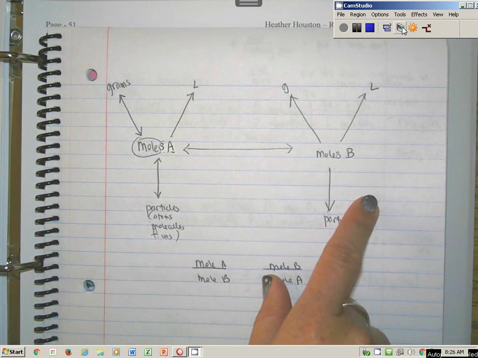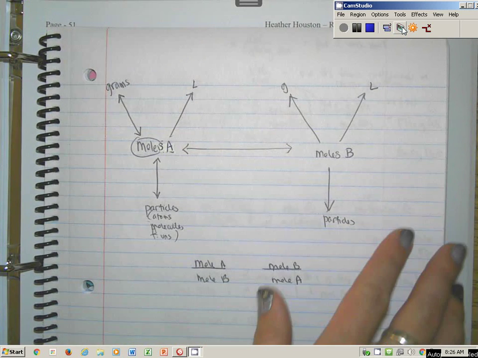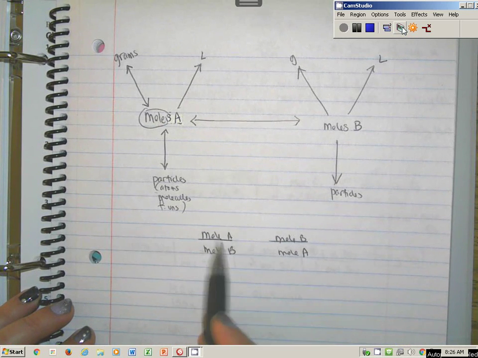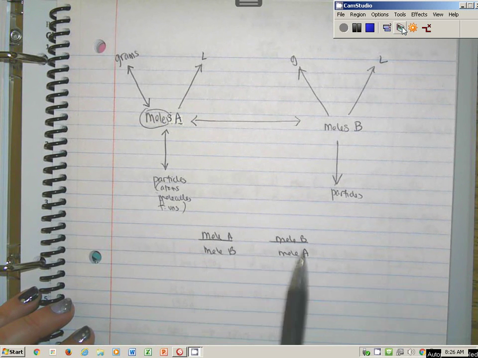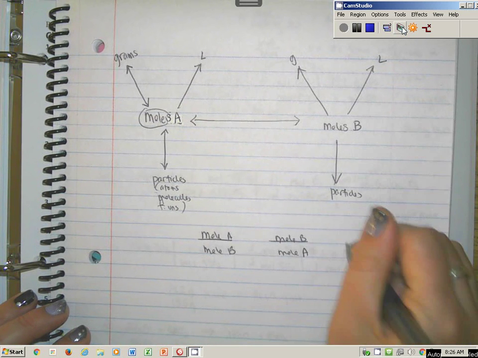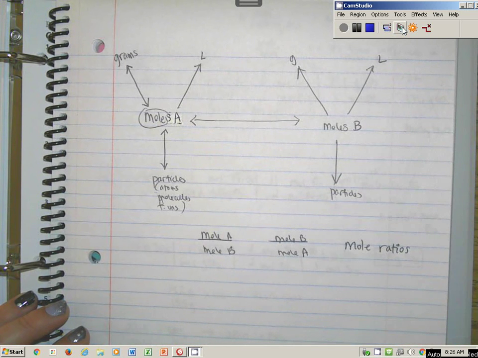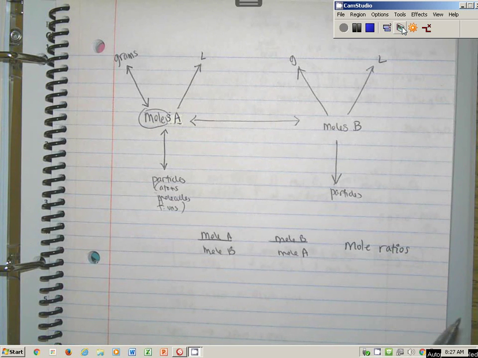Let me show you a couple of examples of what this looks like to get a feel for it, and I'll give you some tips and tricks. Right here, I have two conversion factors. If you look at them, it's moles of A over moles of B, or moles of B over moles of A. These are called mole ratios. You getting this? A mole ratio is simply moles of one thing over moles of something else.